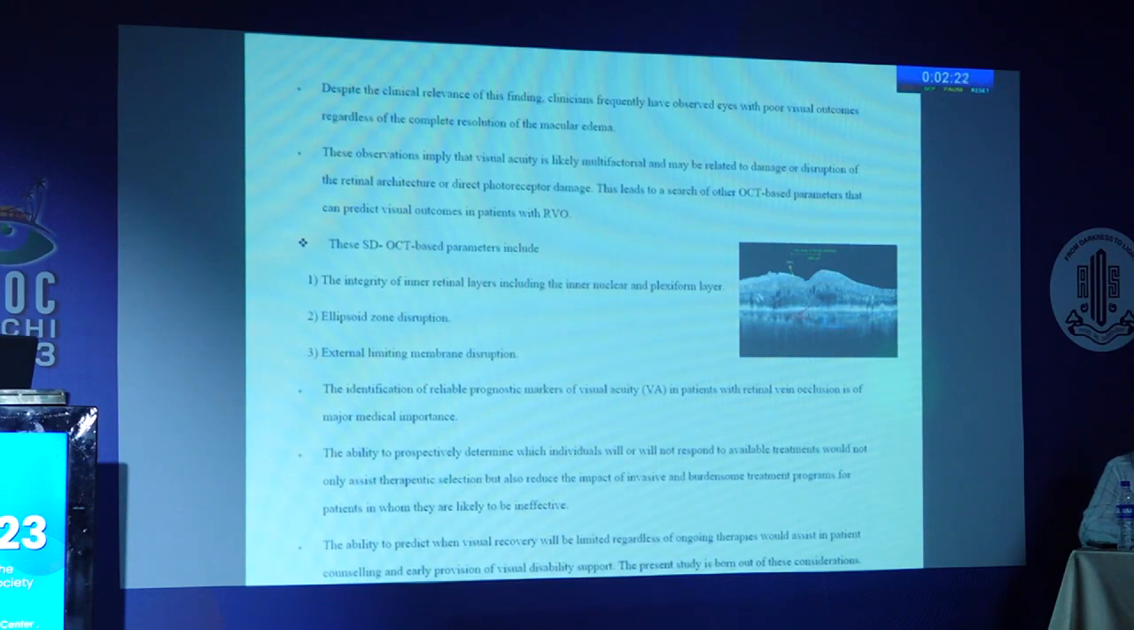For this, we studied the SD OCT based parameters, which included the integrity of inner retinal layers, including the inner nuclear and plexiform layer, ellipsoid zone disruption, and external limiting membrane disruption, as the factors which can contribute to the lack of improvement of BCVA even after giving the anti-VEGF injection.